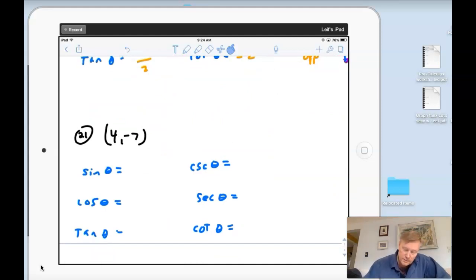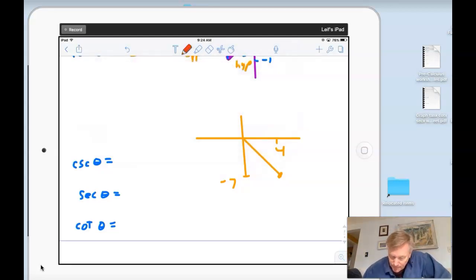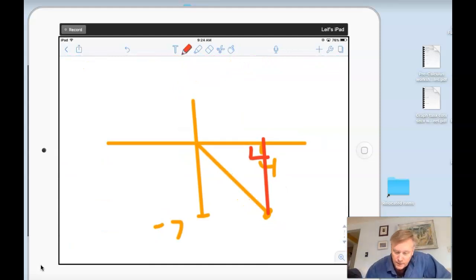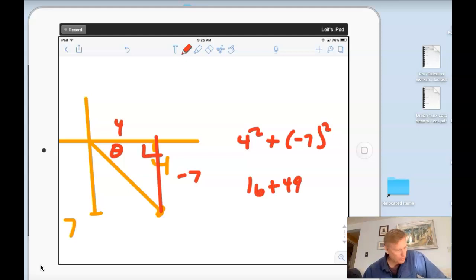Here's my last one. So once again, 4, -7, go put that on a graph. Here's 4, here's -7, goes up to the origin and then to the x-axis. And theta will always be between the hypotenuse and the x-axis. So that means this is your 4. Nope, sorry, backwards. That's the -7. This is the 4 along the x-axis. And then if I do Pythagorean theorem, so that's 16 plus 49. C will be the square root of 65 if you solve that out.